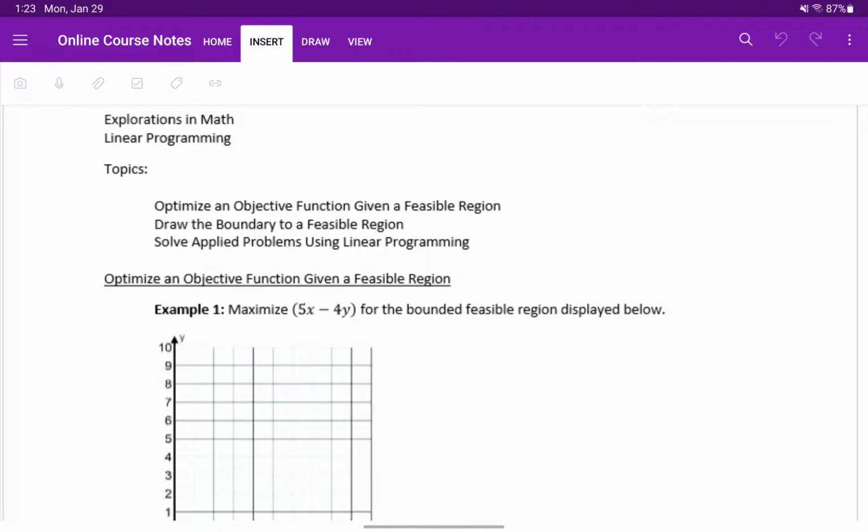Linear programming takes a lot of the ideas that we've been covering so far this semester and bundles them together into a problem where, unlike when we were solving systems of inequalities and we had an infinite number of solutions, we're going to narrow that solution down to one specific value that optimizes a specific expression. But we'll build our way up to that in pieces.